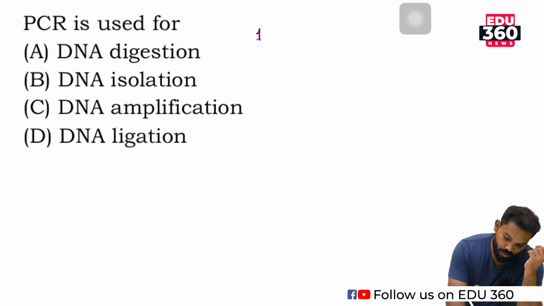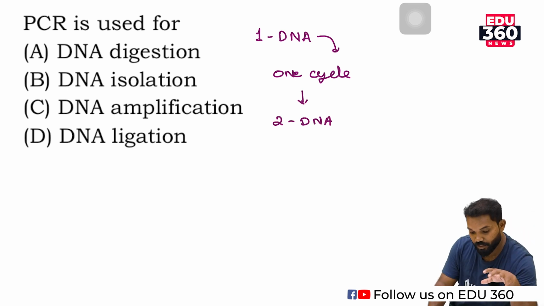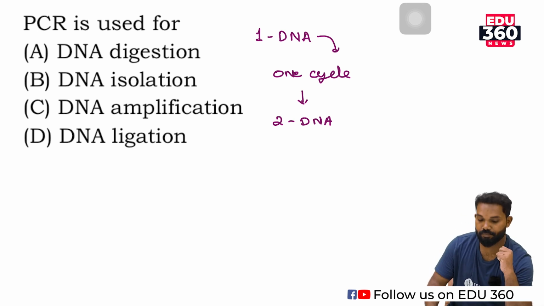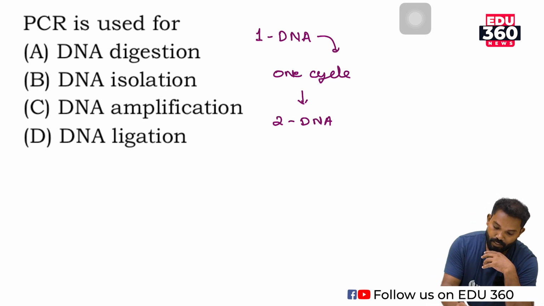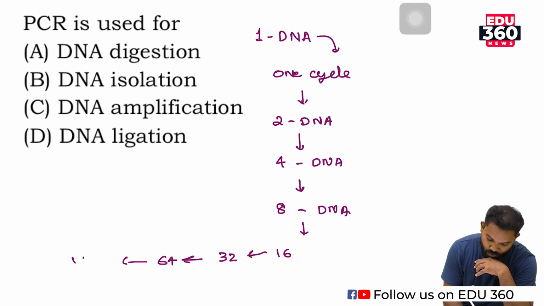If we use one DNA, after one cycle it is converted into 2 DNA. If we put one DNA fragment, after one cycle they produce 2 DNA. Then after 2 cycles, it is converted into 4 DNA. Then after 3 cycles, it is converted into 8. Then 16. Then 32. Then 64. Then 128.